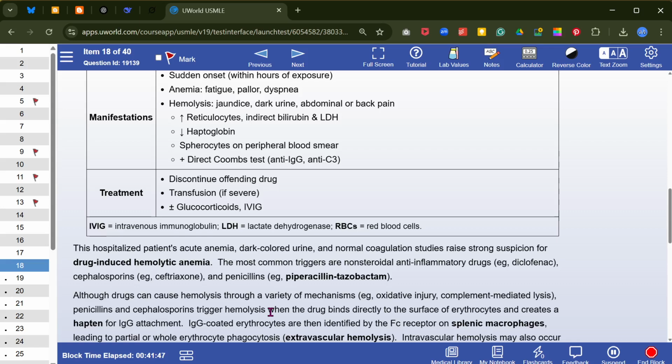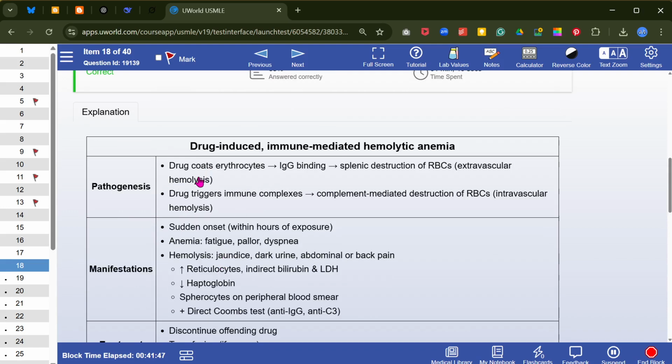These haptens actually bind with the RBC. We can call the drug a hapten because the drug has a specific binding site. That's why the drug is sometimes called a hapten, and that's why this is called hapten-mediated hemolysis.